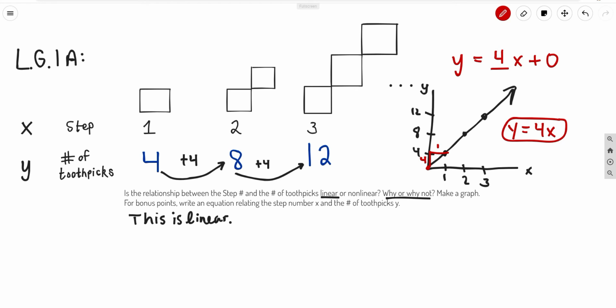So that's it for this video. This is just a brief rundown of Learning Goal 1A, being able to identify whether a pattern is linear or not, and explain why. I'll see you in a future video.